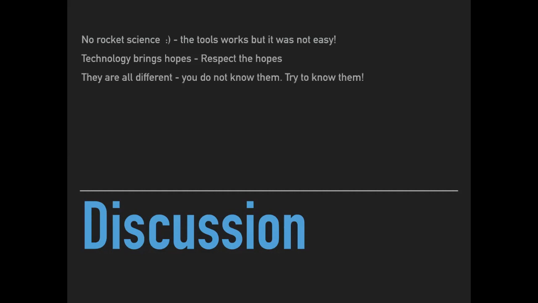They're all different, you don't know them. Try to know them. And we have lots of misconceptions and associations because of the dramas we watch, because of the movies we look at, because of the stories we have read in books. But they're not actually like those stories and dramas and movies. They're very different. Their emotional needs are very different.